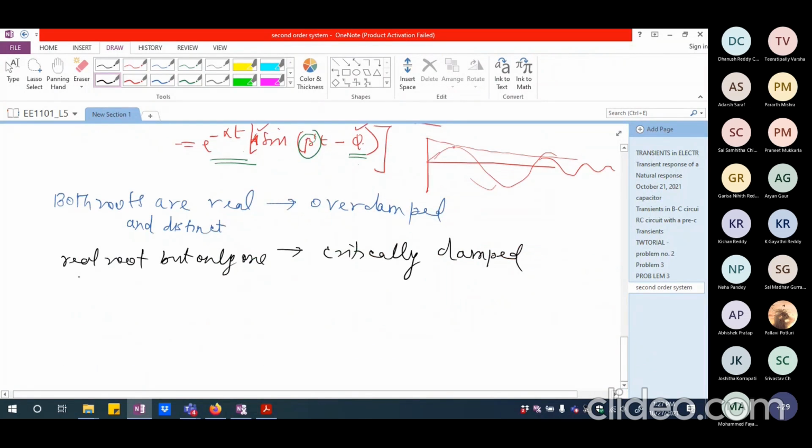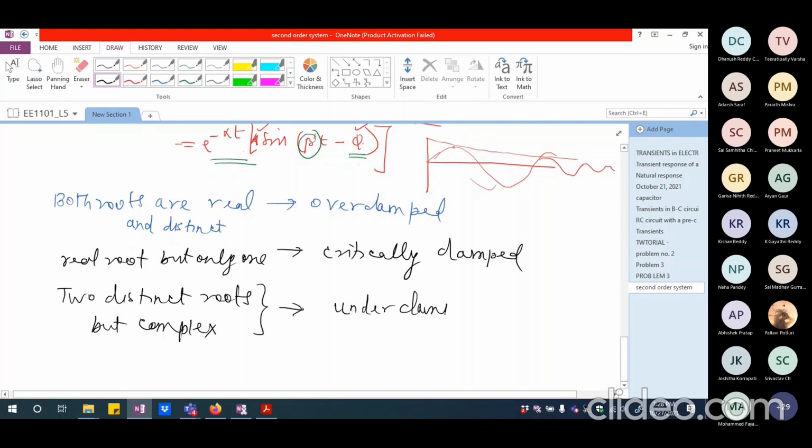And we are going to have two distinct roots, but complex. The real part is the same, but the imaginary part changes. So this one is underdamped, or we are going to have an oscillatory response.